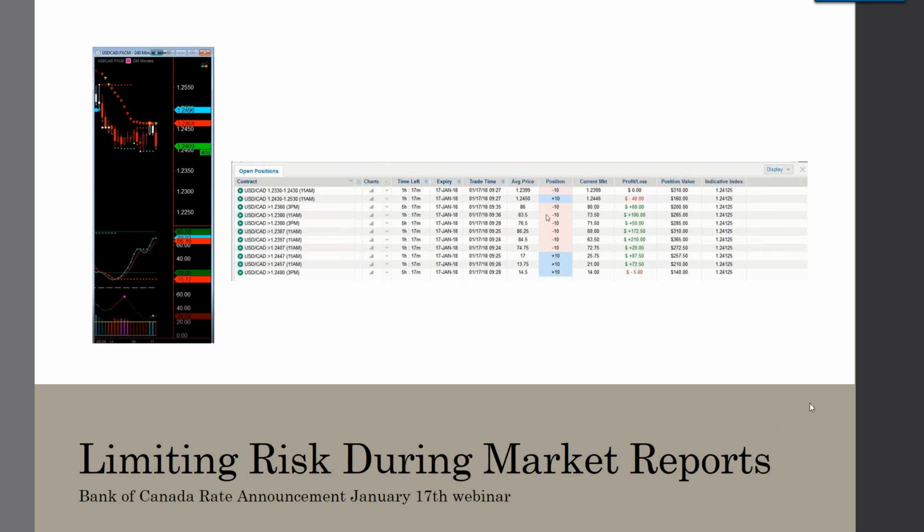Now, one thing I absolutely love about the binaries and the spreads is the ability to limit your risk during the market report. When I traded spot Forex, I never would be in the market during a market report. And this is really the strong point to me for binary options and spreads. I can actually trade any market report now and have limited risk.